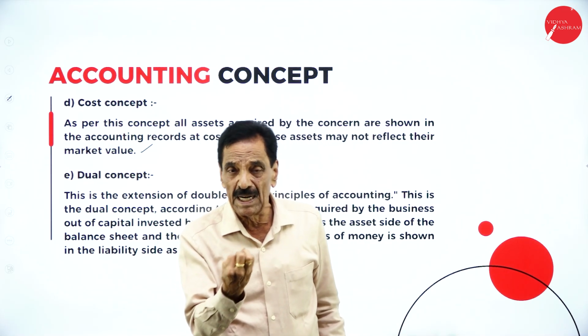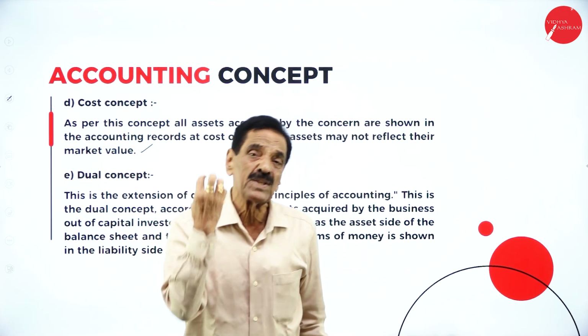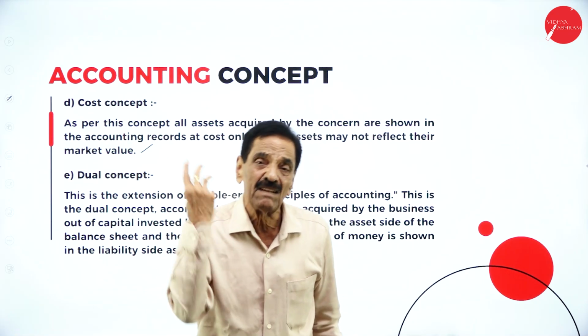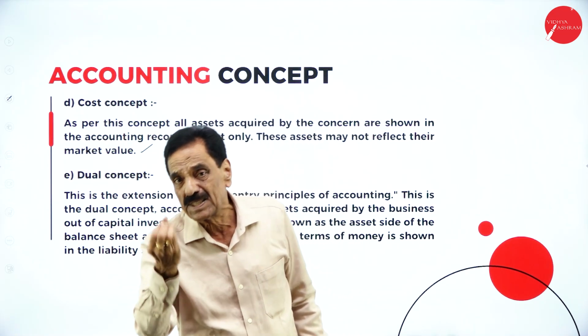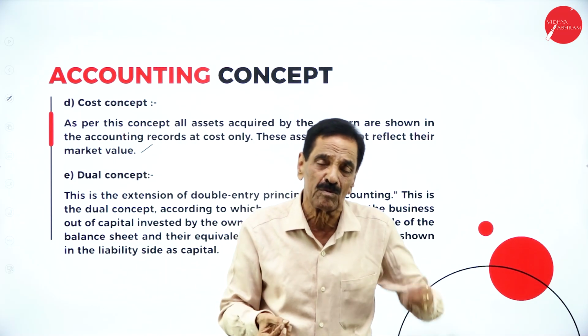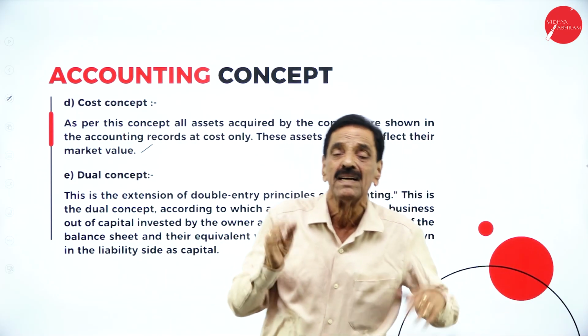If we purchase a building worth rupees 10 lakh, what is 10 lakh? The value of the asset. The value of the asset will appear on the asset side of the balance sheet. The same amount will be shown on the liability side of the balance sheet as capital.